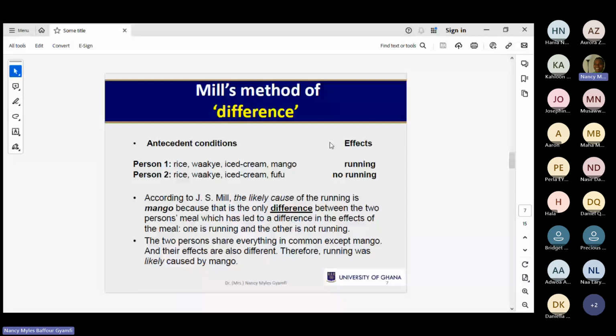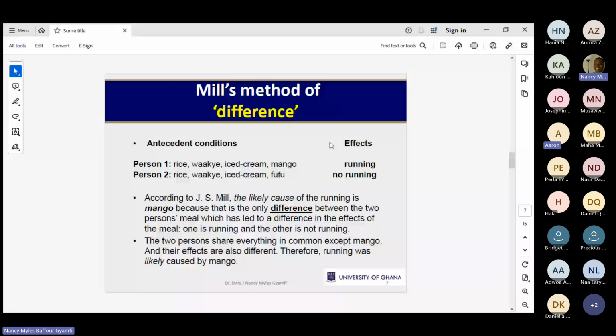One thing is not common to the two of them. And so the effect is not common. If you had this data after your interrogation, in your consulting room with your patient, what will you suspect to be the cause of the running? I want a chorus answer again.